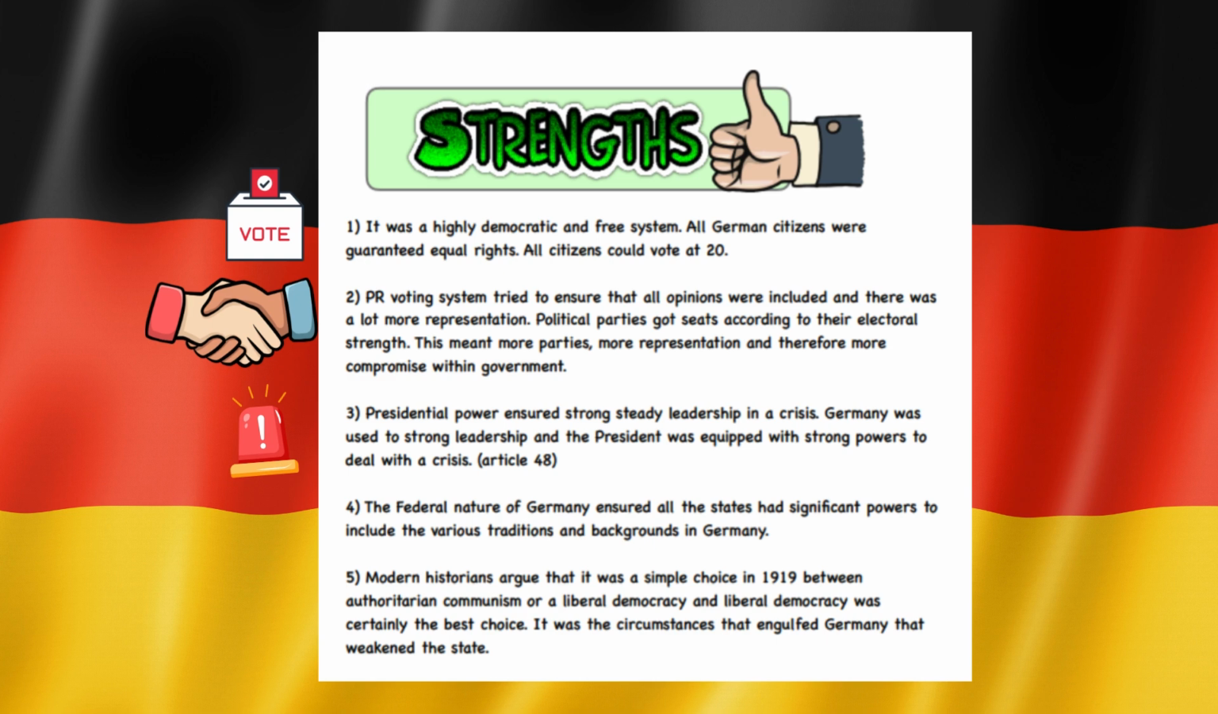The federal nature of Germany as well ensured that all states had significant powers to include the various traditions and backgrounds in Germany. And modern historians argue that it was a simple choice in 1919 between authoritarian communism or a liberal democracy, and liberal democracy was certainly the best choice. It was the circumstances that engulfed Germany that really weakened the state.